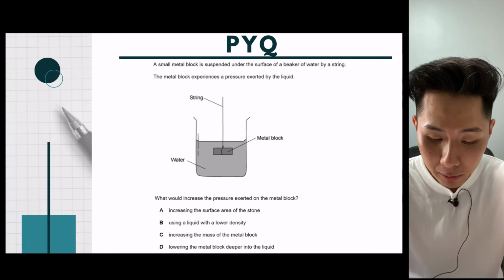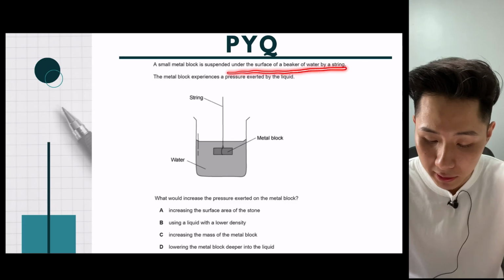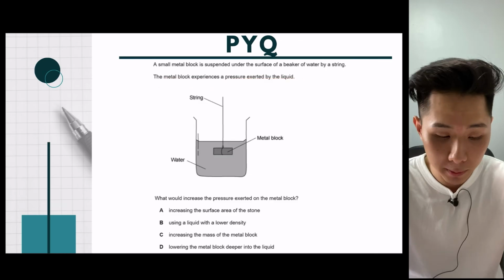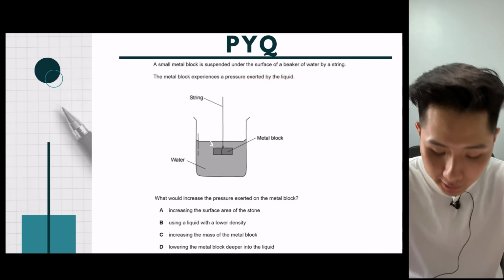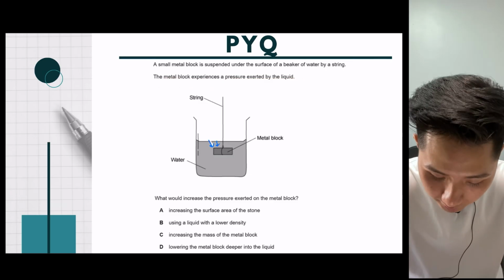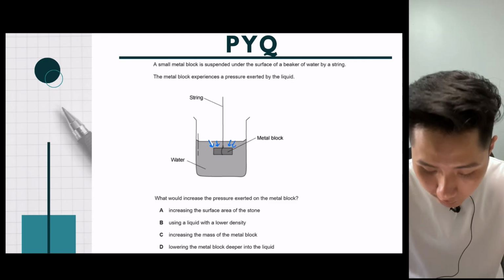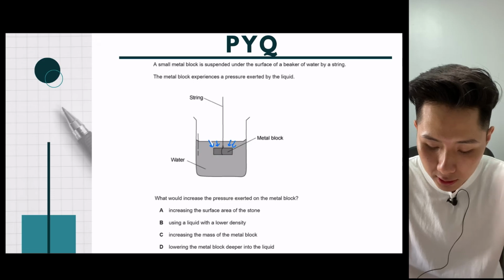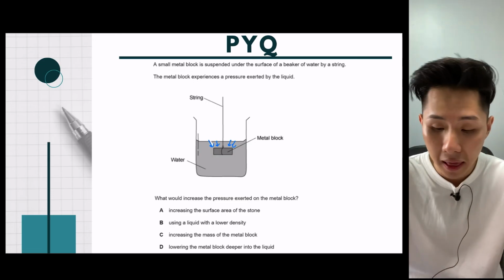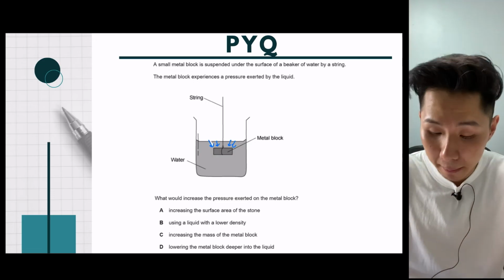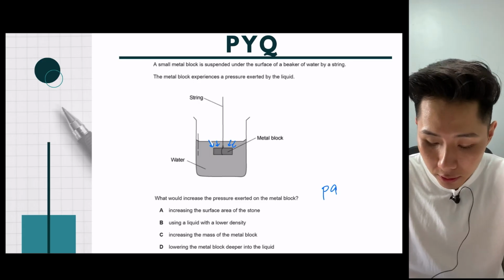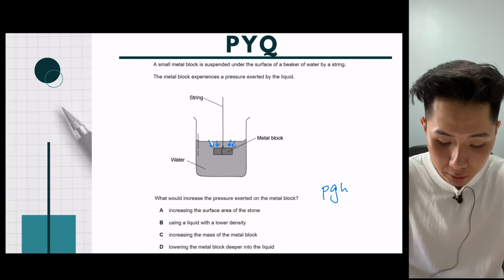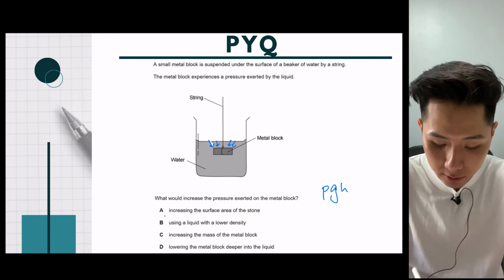A small metal block is suspended under the surface of a beaker of water by a string. The metal block experiences the pressure exerted by the liquid. To show you how it works, this is basically the pressure of the liquid acting on the object. They are asking what would increase the pressure exerted on the metal block. To solve this question, we need to recap the formulas that we learned. Pressure under liquid is rho g h. So let's look into each option to check whether they are reasonable.